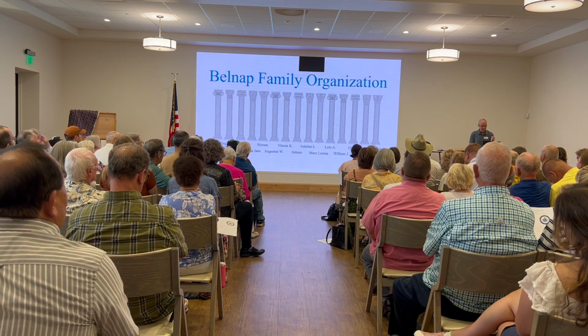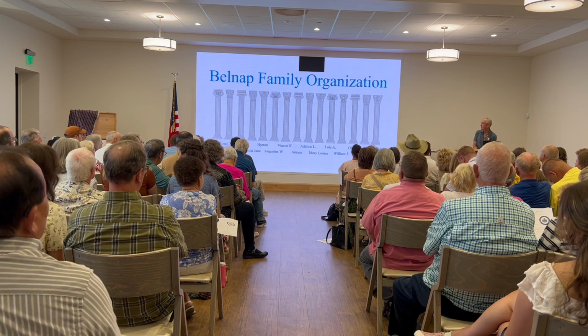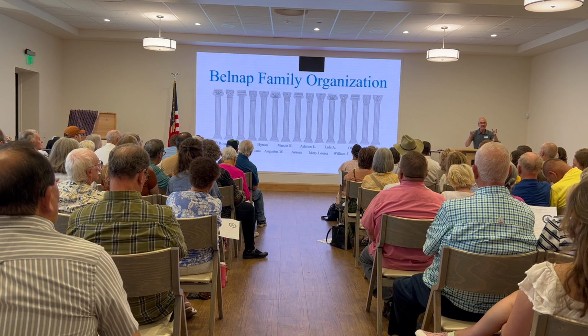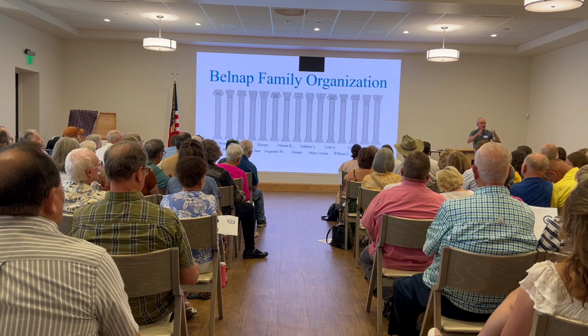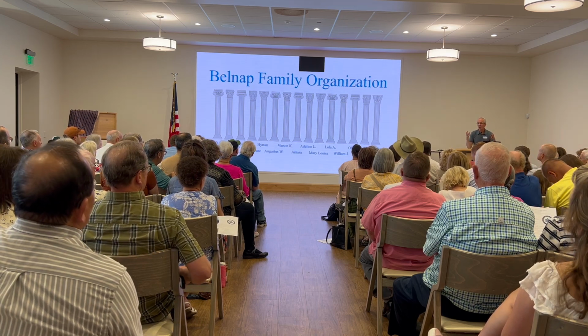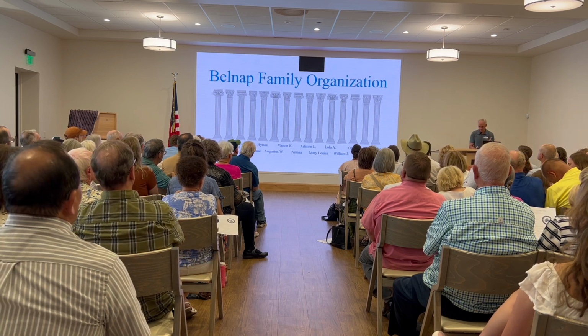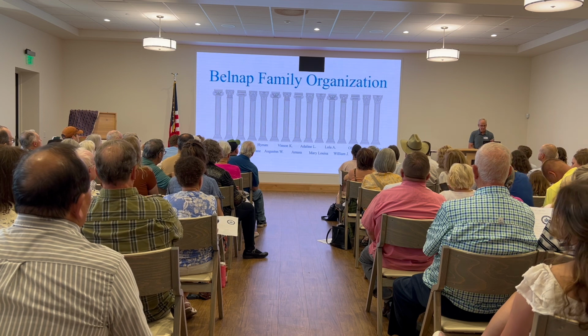Let me share. In going through each one of the branches of the Belnap family who had the 15 children who had living descendants, think of them as unique individuals, like these Greek columns. They're almost alike, but they're not exactly alike. They vary just a little bit.